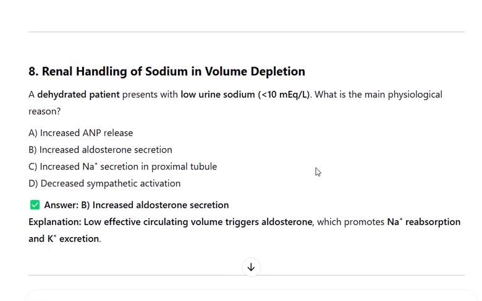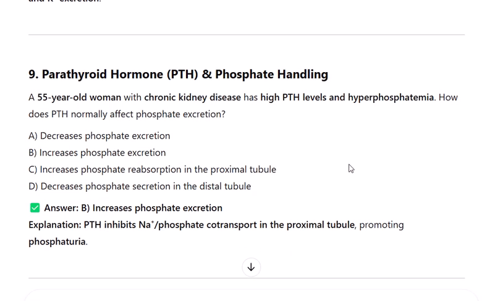9. Parathyroid hormone, PTH, and phosphate handling. A 55-year-old woman with chronic kidney disease has high PTH levels and hyperphosphatemia. How does PTH normally affect phosphate excretion? A. Decreases phosphate excretion. B. Increases phosphate excretion. C. Increases phosphate reabsorption in the proximal tubule. D. Decreases phosphate secretion in the distal tubule. Answer B. Increases phosphate excretion. Explanation. PTH inhibits Na-phosphate cotransport in the proximal tubule, promoting phosphaturia.